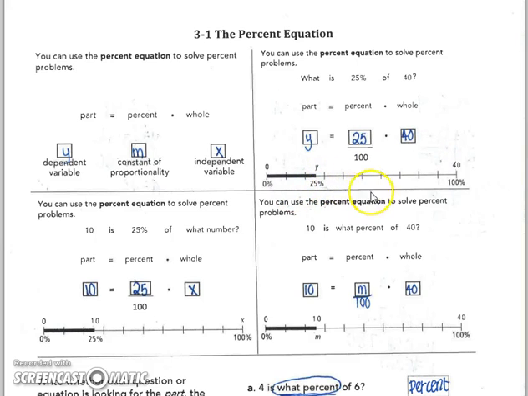Now we have this picture down here that kind of represents it. So we're taking 25% of 40. So we're taking this portion of 40 and trying to see what it gives us. So we're not going to solve this yet, but we're just working on setting these equations up.